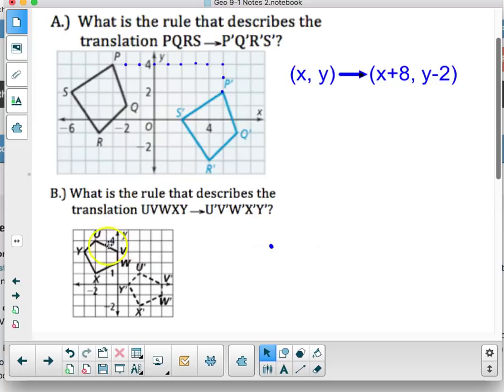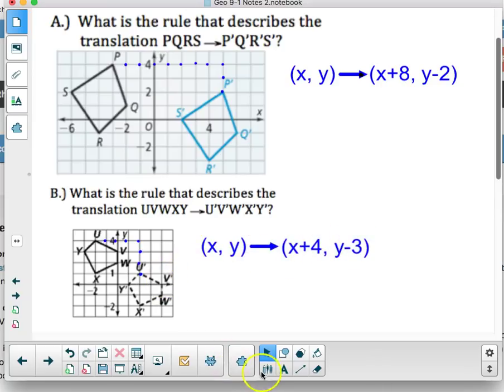Now that you've tried letter B, you go from U to U prime. U to the right: 1, 2, 3. Maybe I should count these out so you can see what I'm counting. 1, 2, 3, 4 to the right, down 2. So I went 1, 2, 3, 4 to the right, 1, 2, 3 down, and that would force this rule: 4 to the right, 3 down.